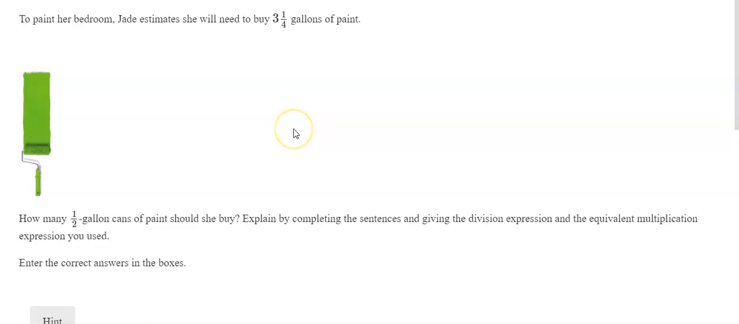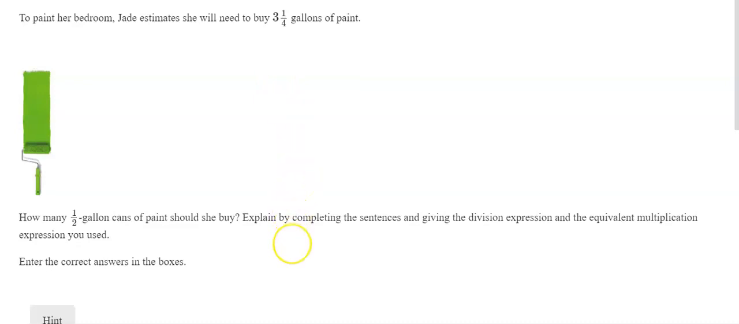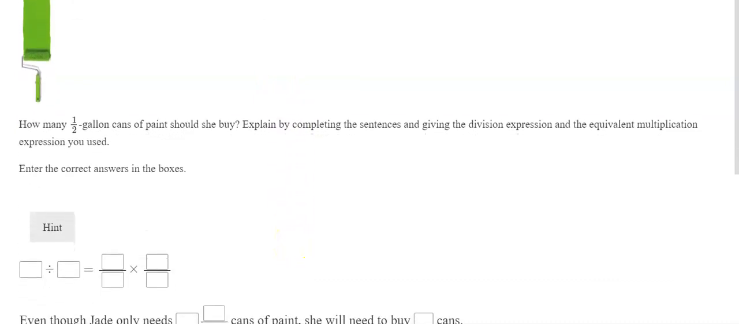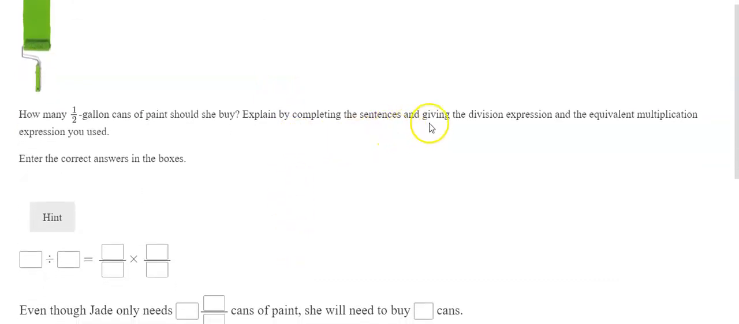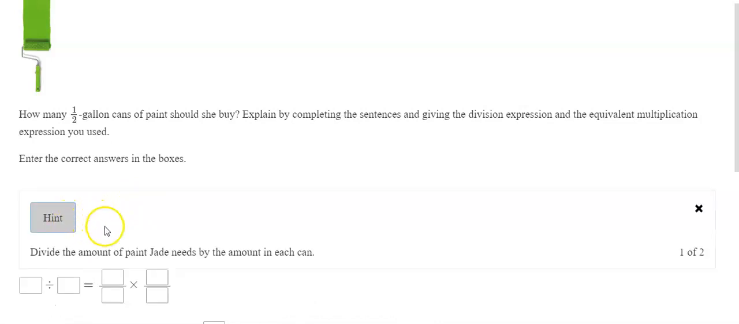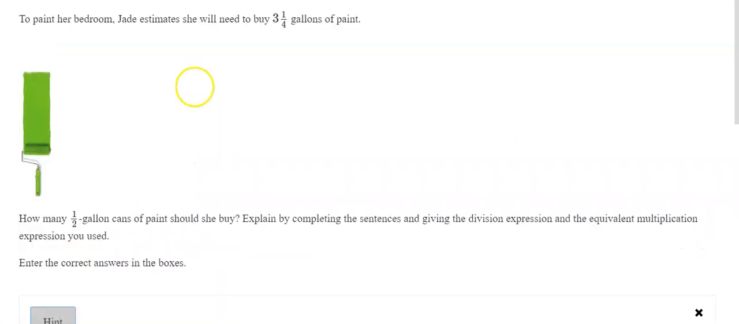We're going to start. To paint her room, Jade estimates she will need to buy 3 1/4 gallons of paint. How many half-gallon cans of paint should she buy? Explain by completing the sentences and giving the division expression and the equivalent multiplication expression you used. So our hint: we're going to divide the amount of paint Jade needs by the amount in each can.